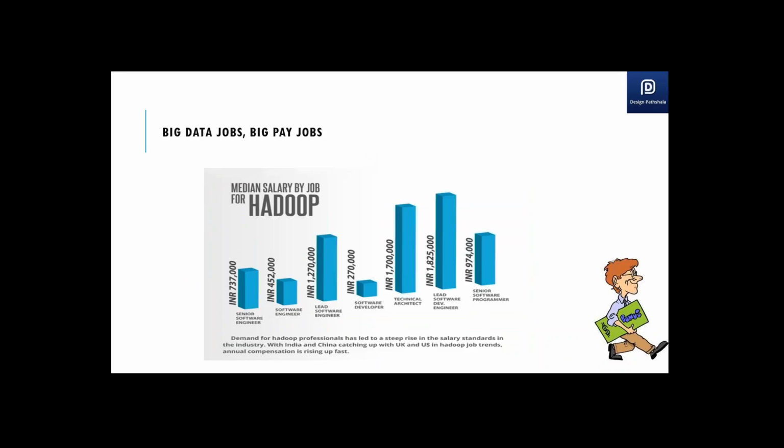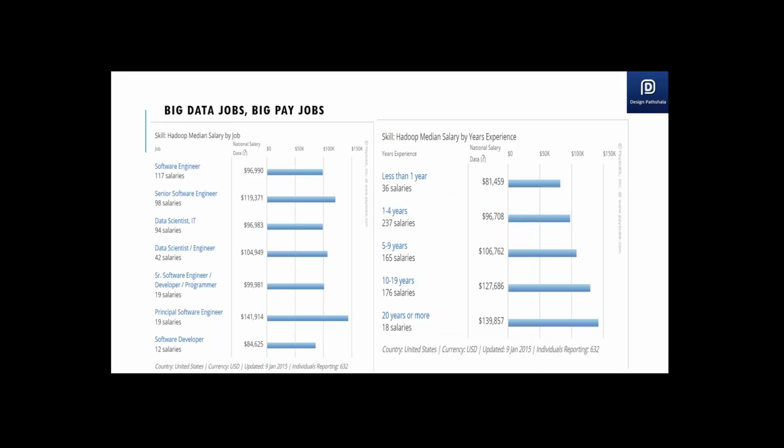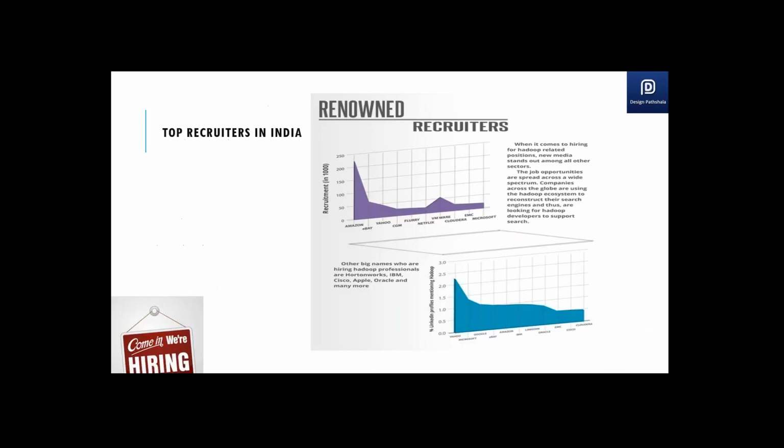So this is a graph talking about the different salaries. There's a graph of US salaries for big data. Different companies are hiring for big data. This is intended for India only.